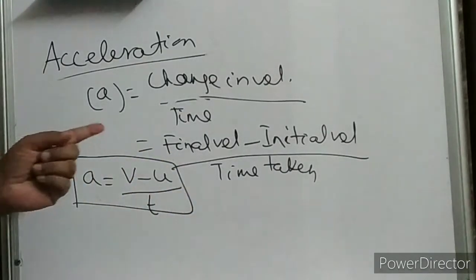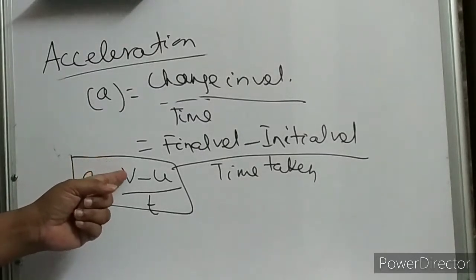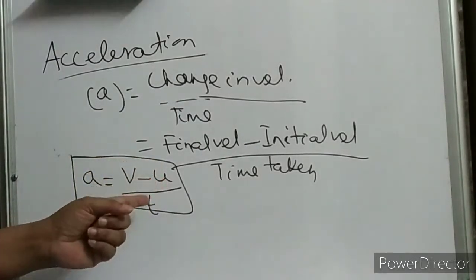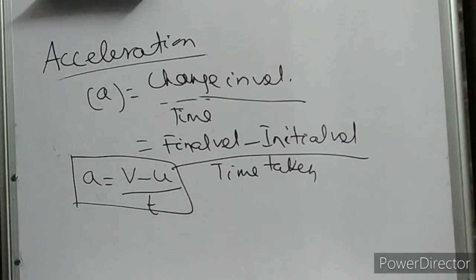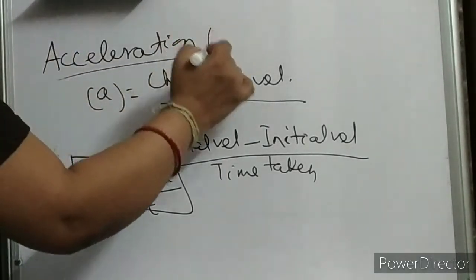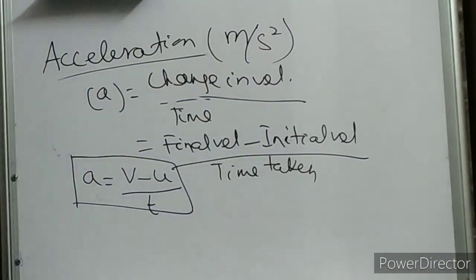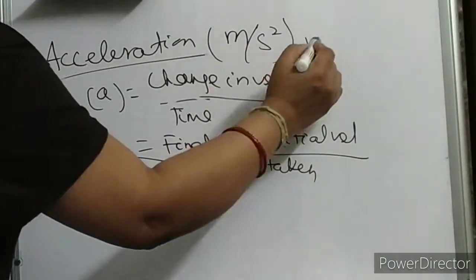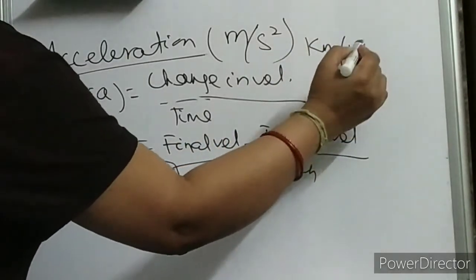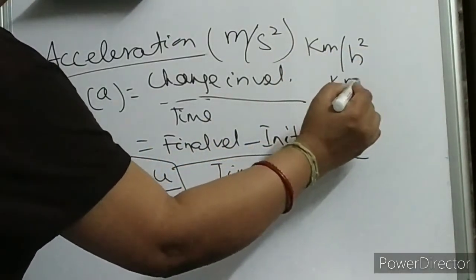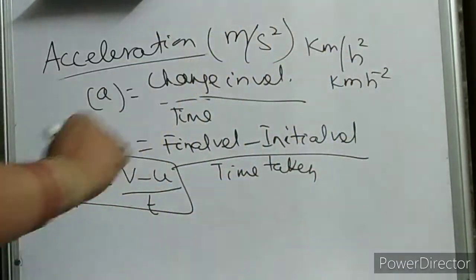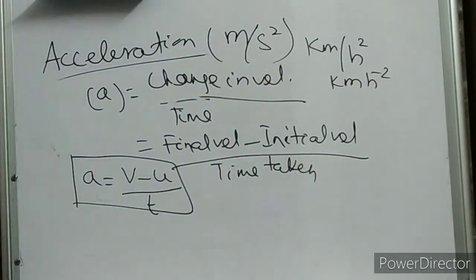Okay. So A is the acceleration of the body, V is the final velocity, U is the initial velocity, T is the time taken. What is the SI unit? Just as we have seen, the SI unit is meter per second square, or centimeter per second square, or kilometer per hour square. You can write kilometer per hour square, or kilometer h to the power minus 2. That also you can write.